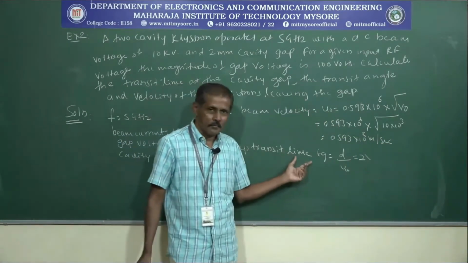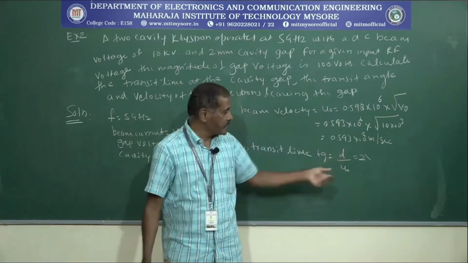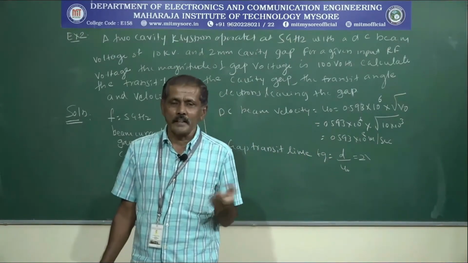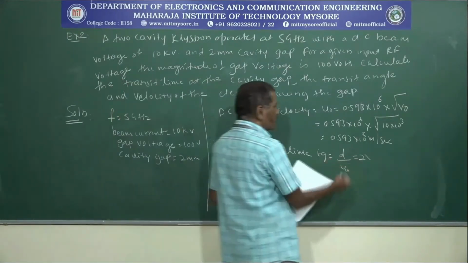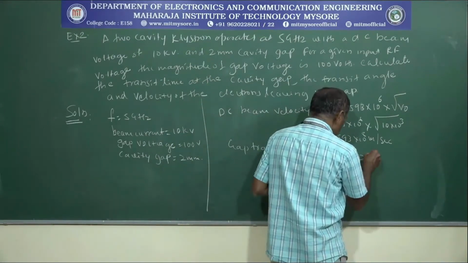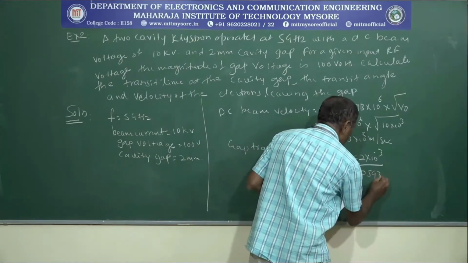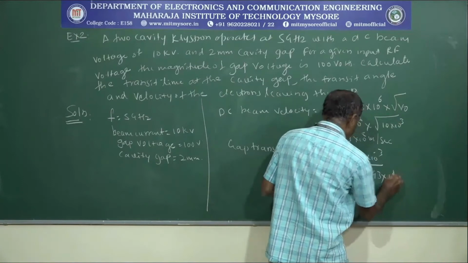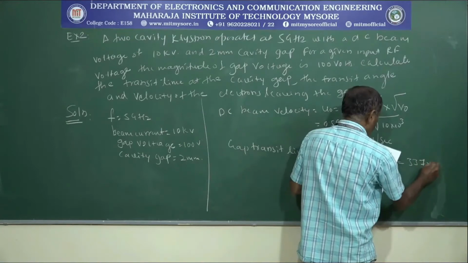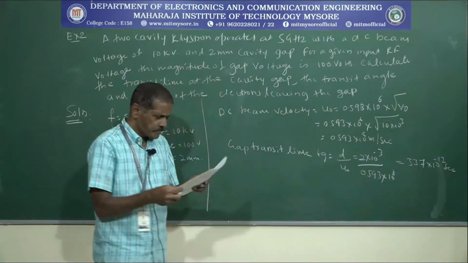Next we are supposed to calculate the transit time Tg. Tg is equal to d divided by u0. So d is the distance and u0 is the velocity you have calculated. This distance in the given problem is specified in millimeters. Convert this distance from millimeters to meters, that is 2 into 10 to the power of minus 3, divided by 0.593 into 10 to the power of 8. So this is going to be 33.7 into 10 to the power of minus 12 seconds.